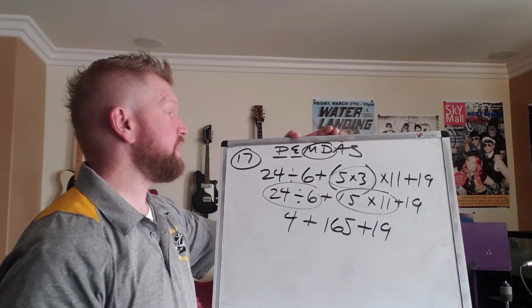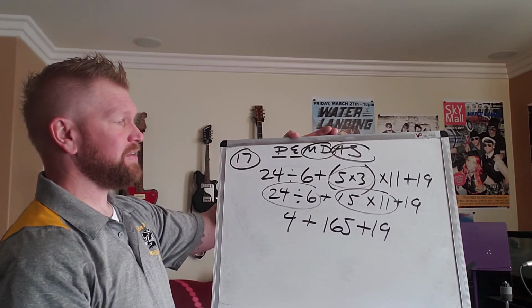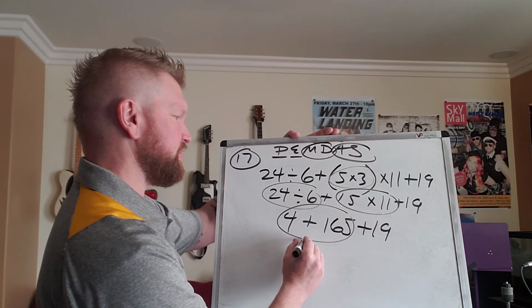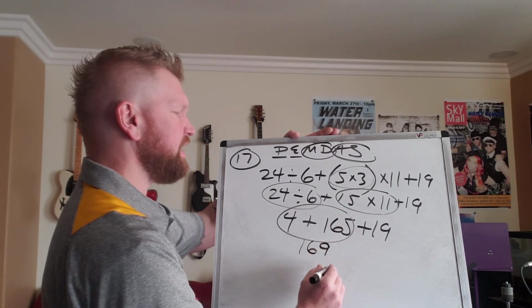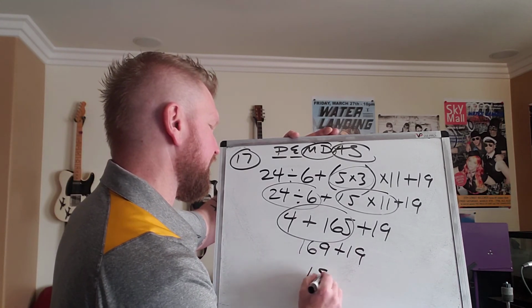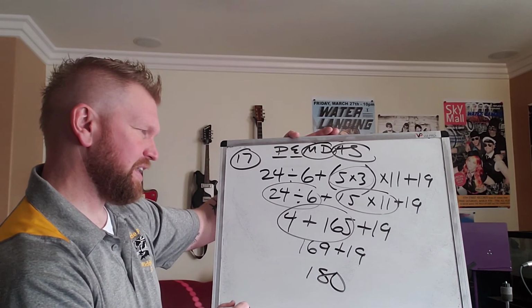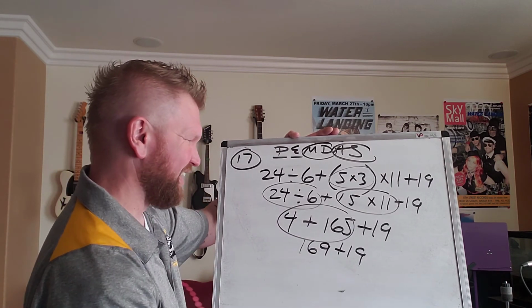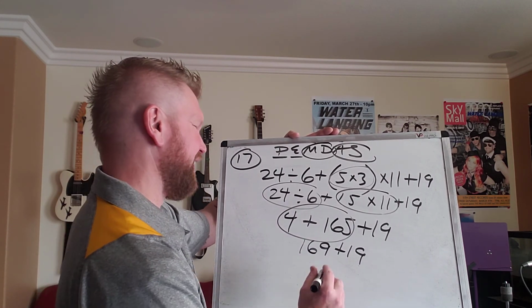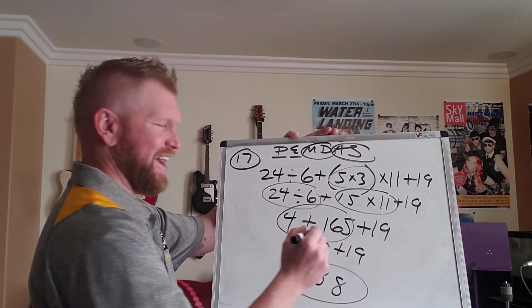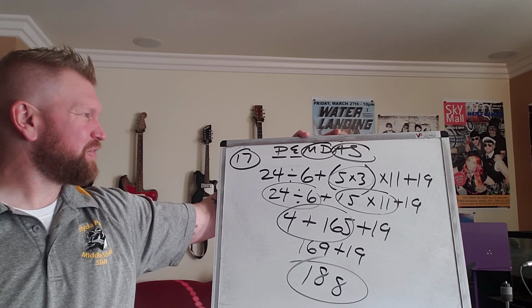And let's see here. So now we've got only adding and subtracting. It's all adding actually. So adding from left to right. Add those up. That's going to be 169. Add 19 to that. That's going to be 180. Is that 80 or 190? 60, 70? Wait, it's neither of those. Let me add the correct way here. All right, so we got 188. There's what we're looking at. All right, 188 for question 17.